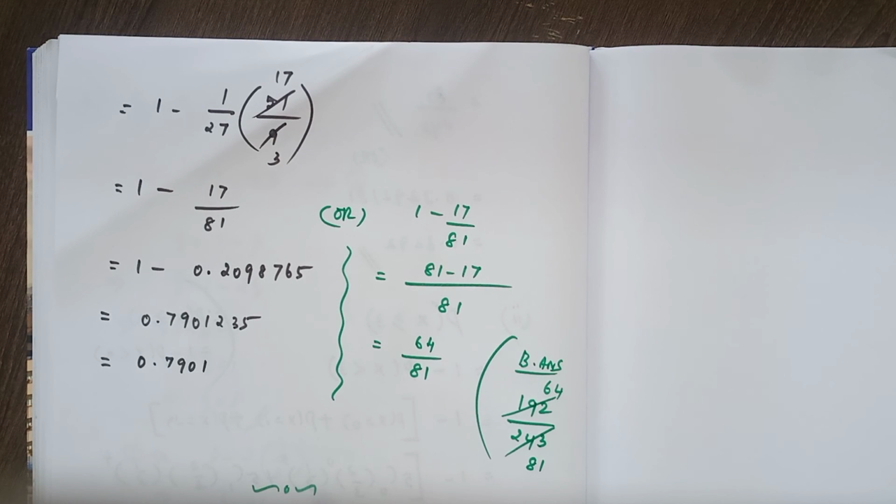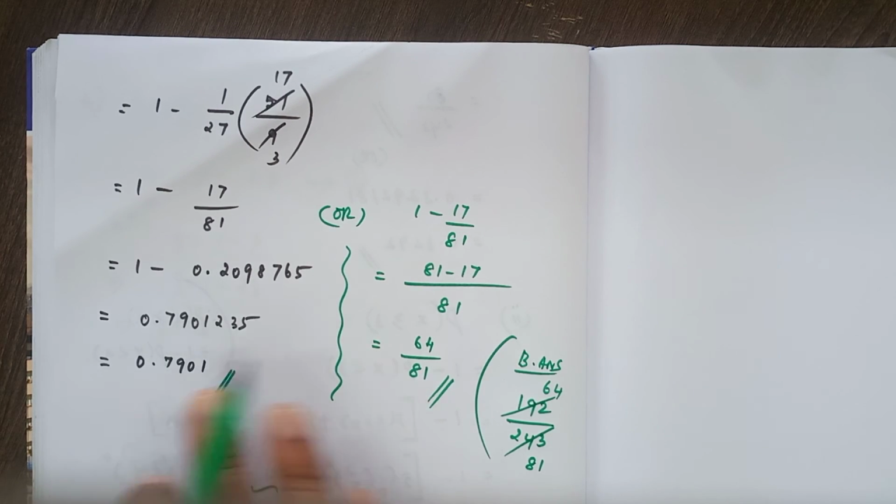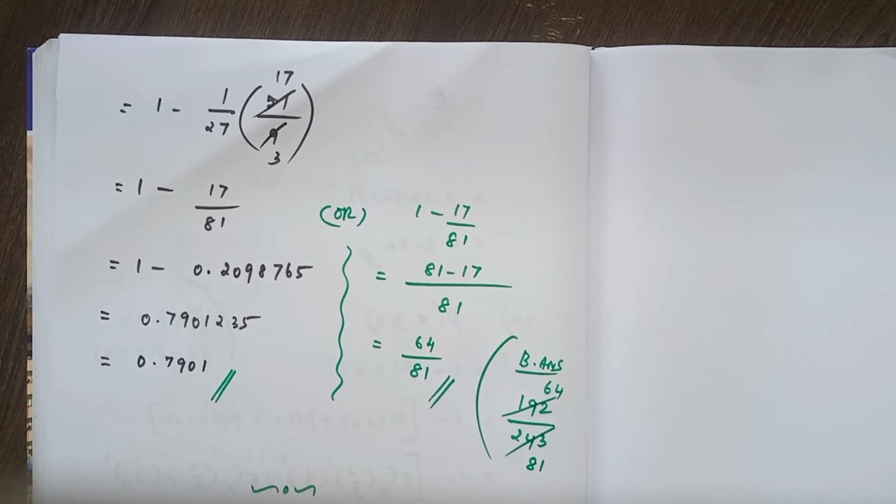Right? So you can write the answer, you can stop the answer at this stage, or else you can write the answer in decimal. Both the answers are correct. Write any one of them.